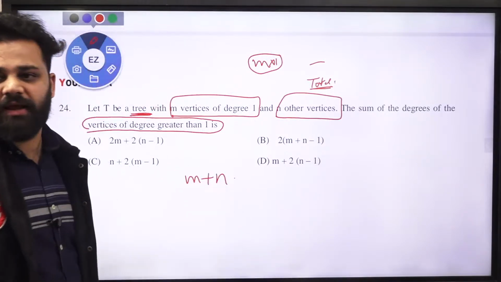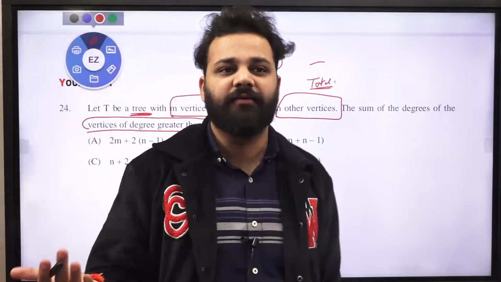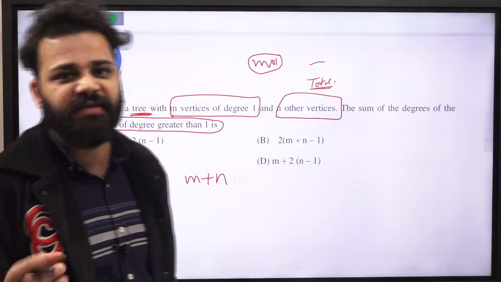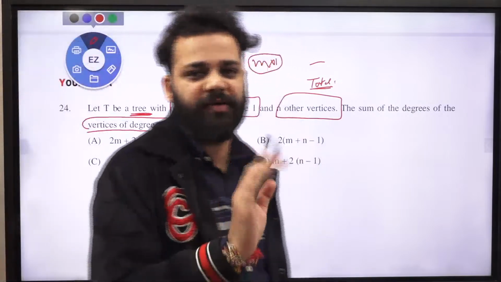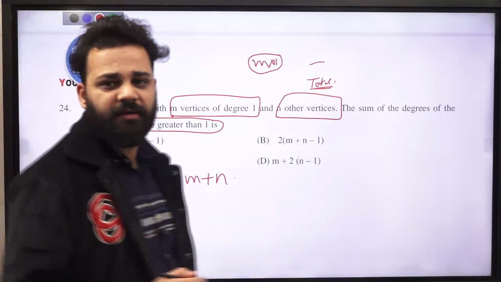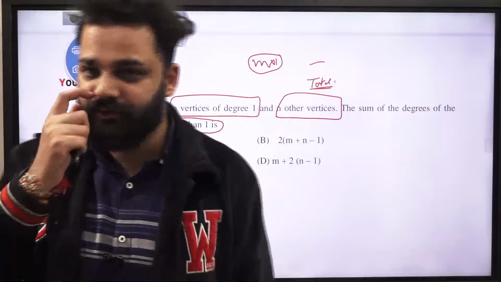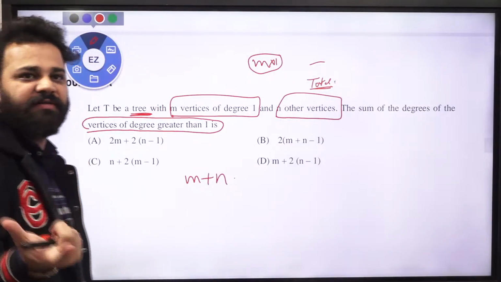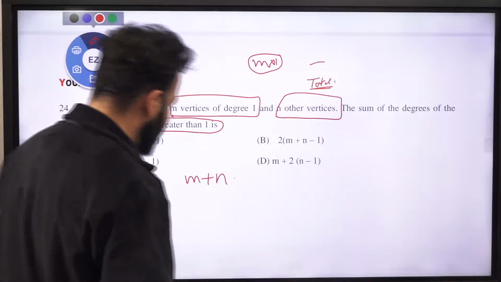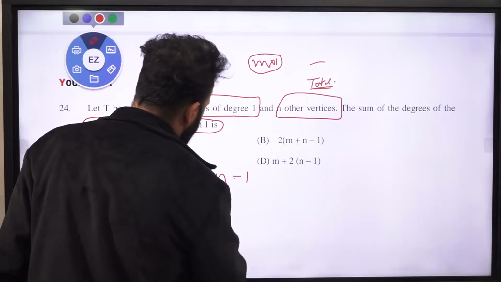Now if it is a tree and you have been given vertices v, what will be the number of edges? The number of edges will always be equal to n minus 1 or v minus 1, because a tree is an acyclic graph and it is a minimally connected graph. So for a tree, if you have n vertices, you will have n minus 1 edges. So the total number of edges will be equal to this.